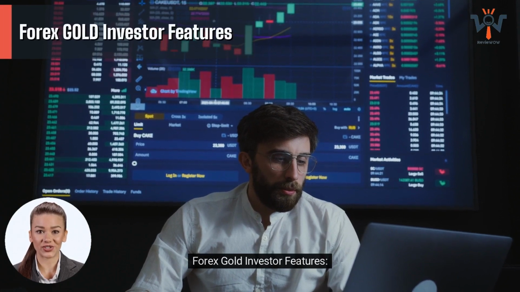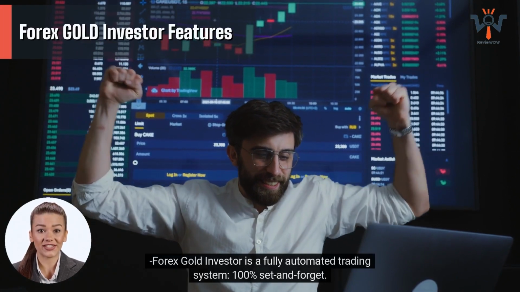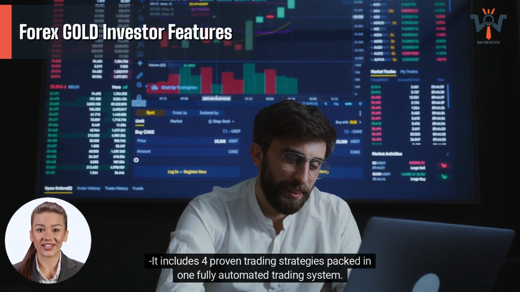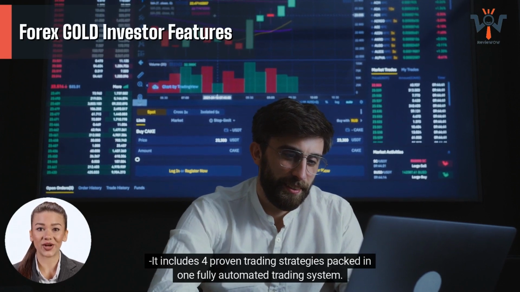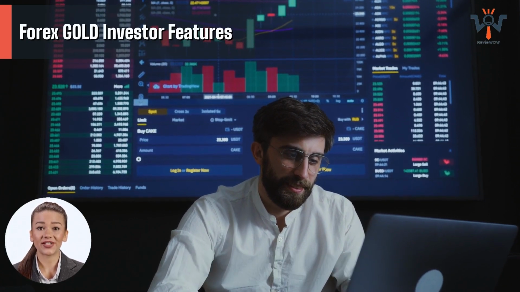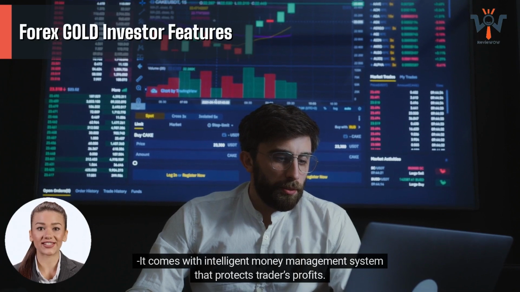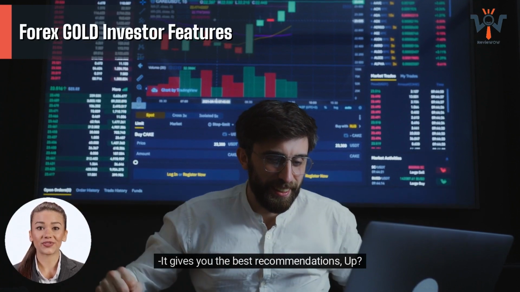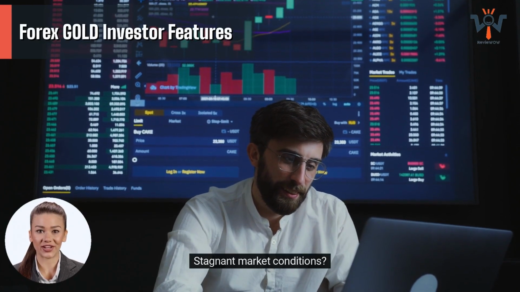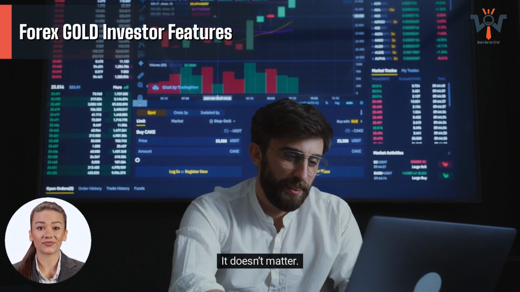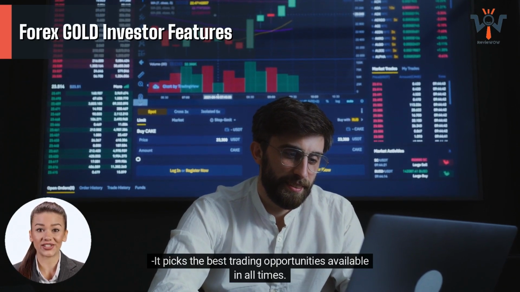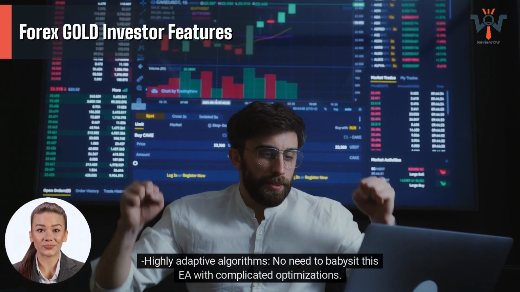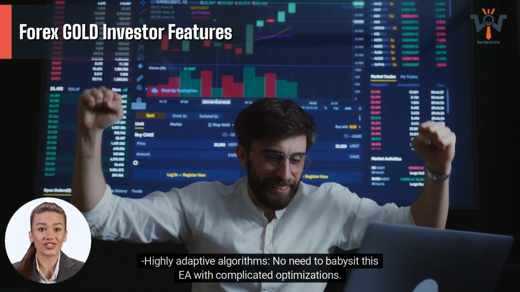Forex Gold Investor features. Forex Gold Investor is a fully automated trading system, 100% set and forget. It includes 4 proven trading strategies packed in one fully automated trading system. It comes with an intelligent money management system that protects traders' profits. It gives you the best recommendations. Up, down, stagnant market conditions, it doesn't matter. It picks the best trading opportunities available at all times. Highly adaptive algorithms, no need to babysit this EA with complicated optimizations.